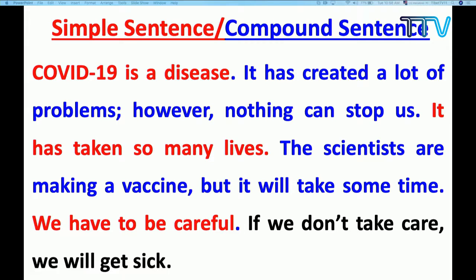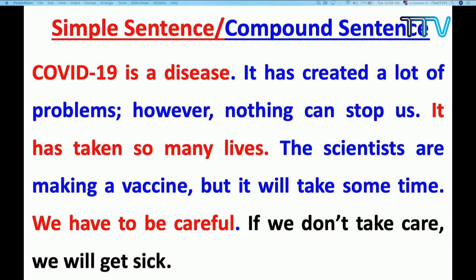If we don't take care. Now there is "if", which is a condition word. If we don't take care, this is not a complete sentence. This is not independent. It has to depend on the next sentence to get a full meaning. If we don't take care, and then what happened? There will be a question. If we don't take care, then what will happen? So this is incomplete. So this is dependent. It has to depend on the next sentence. If we don't take care, we will get sick.